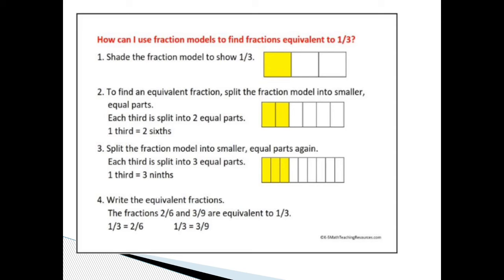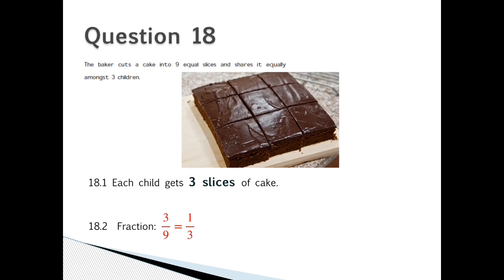1/3 equals 2/6. Split the fraction model into smaller equal parts again. Each third is split into 3 equal parts. 1/3 equals 3/9. Write the equivalent fractions. The fractions 2/6 and 3/9 are equivalent to 1/3. 1/3 is equal to 2/6, and 1/3 is also equal to 3/9.